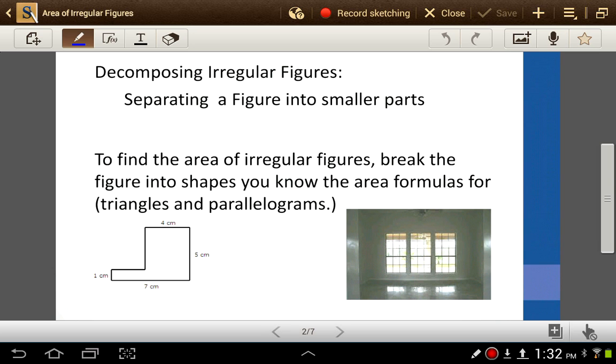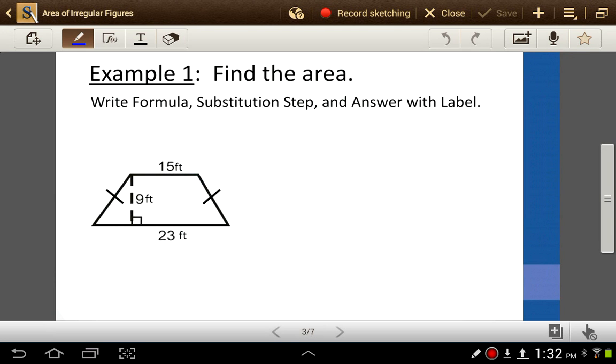Okay, I'm going to move on to the next slide. In our first example, we're going to find the area. So again, we are going to write the formula, substitution step, and answer with label on every problem. Now the difference is in this problem, there's going to be multiple formulas, multiple substitution steps, and multiple answers until we get down to our final answer. So you need to make sure that you show and write that for every part that you decompose this to.